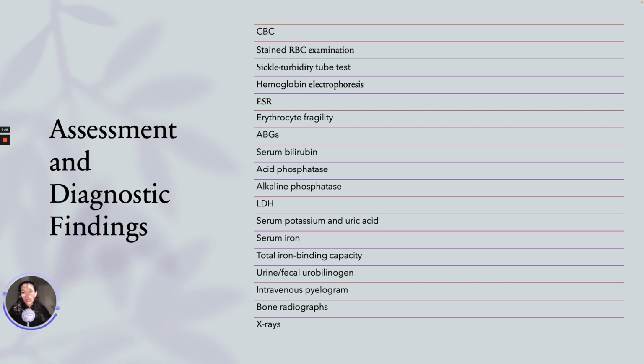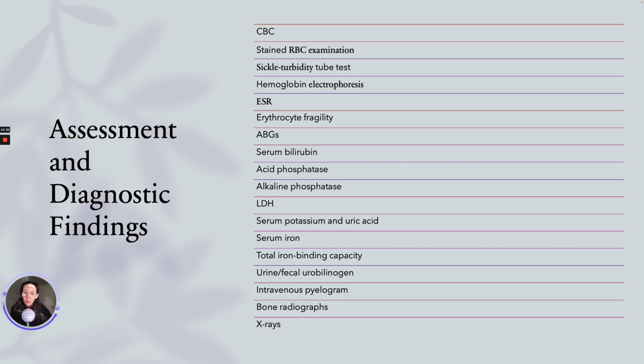We will usually see the ESR is elevated. We can look at erythrocyte fragility. We can look at ABGs, which may reflect a decreased PO2 if there are defects in gas exchange at the alveolar capillary level, or we could see acidosis if they're having hypoxemia and acidic states because of being in the vaso-occlusive crisis. We can look at serum bilirubin, which will usually be elevated. We can look at acid phosphatase, which is usually elevated. Alkaline phosphatase is usually elevated during a vaso-occlusive crisis because of bone and liver damage.